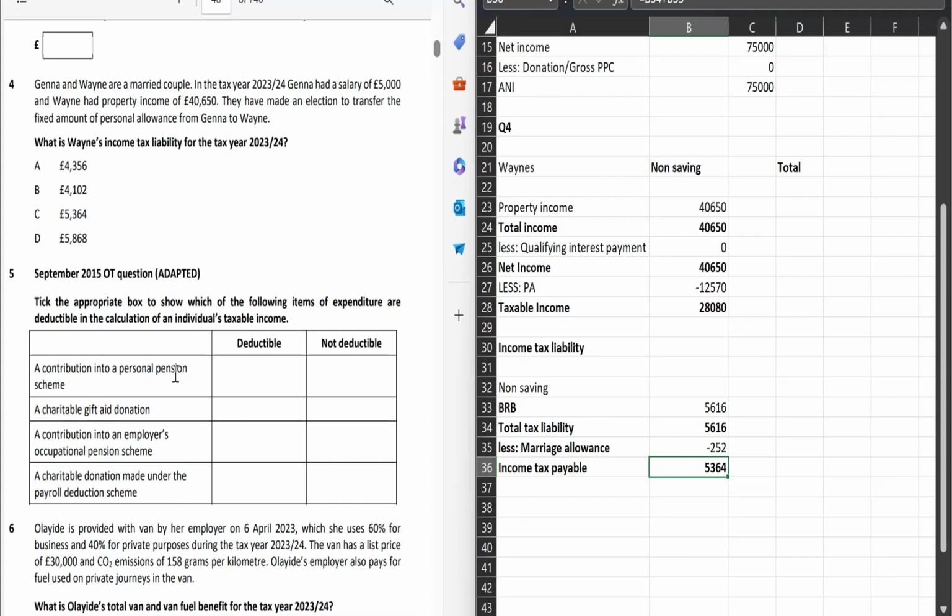Other, on those gross contribution amounts, the basic rate band will increase and ANI will reduce. So these three are the benefits which will be available in case of personal pension contribution, but it is not deductible from the taxable income. Charitable gift donation: same case as I said for the personal allowance. Contribution to an employer occupational scheme: if you are contributing to the employer occupational pension scheme, it will be considered an allowable expense, and that will be deducted from the employment income, and obviously it will reduce your taxable income, so it is deductible. A charitable donation made under the payroll deduction scheme: again it will be deducted from the employment income.